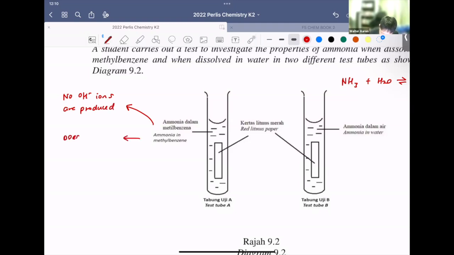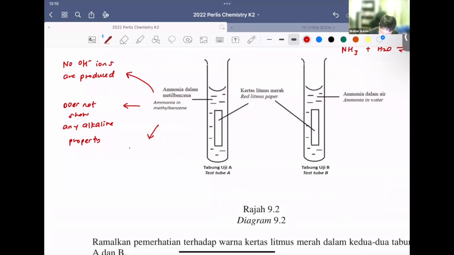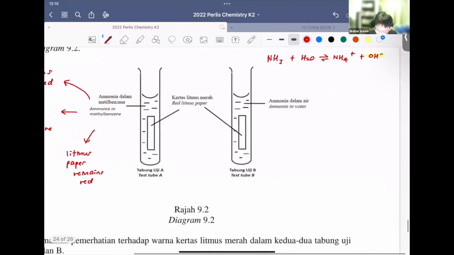Does not show any alkaline property. And then you can say that litmus paper remains red. Litmus paper remains red.